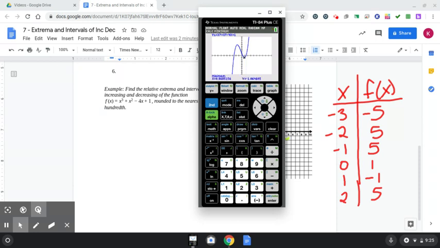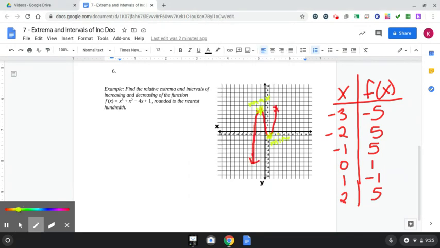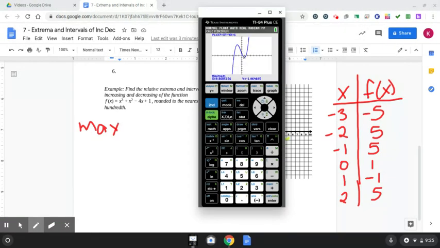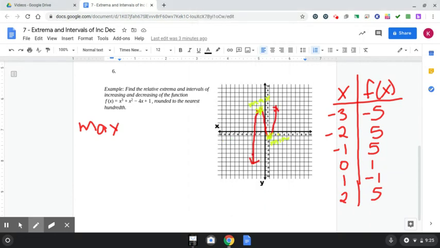The question wants us rounding to the nearest hundredth, so 2 decimals. So on your paper, you are going to write, we have a min, and that coordinate was 0.87, comma, negative 1.06. This is a negative.